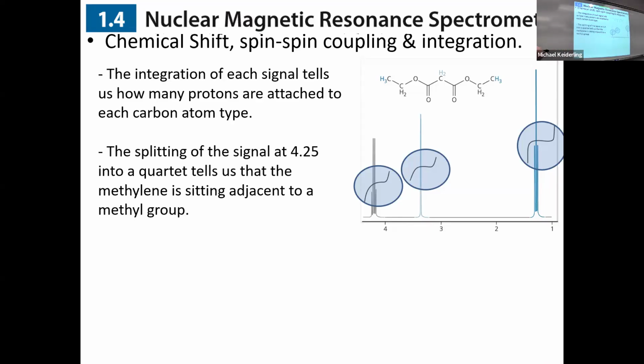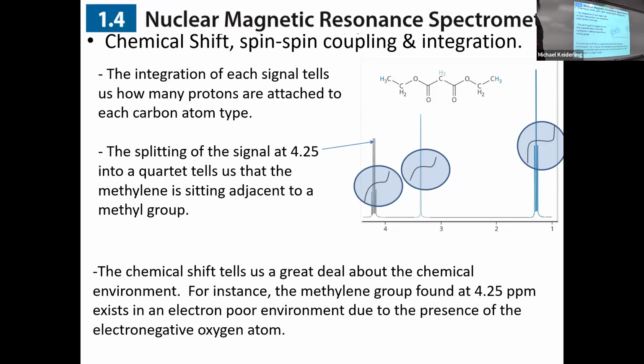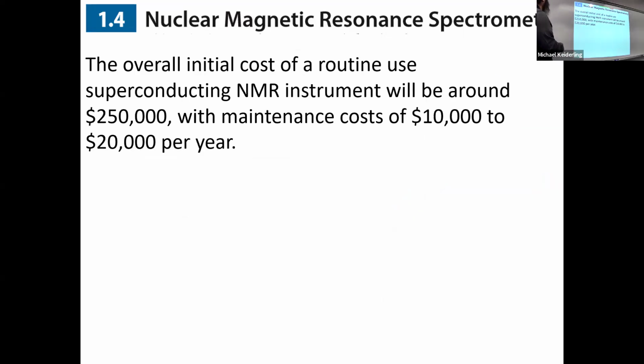The splitting of signal here into a quartet tells that this methylene group is sitting adjacent to a methyl group. So the way it splits has to do with what it's sitting next to, because it has to do with interactions. And the chemical shift corresponds to the types of groups of hydrogen. This is all looking at hydrogens. So the methylene group found at 4.25 ppm exists in an electron poor environment due to the presence of the electronegative oxygen atom.